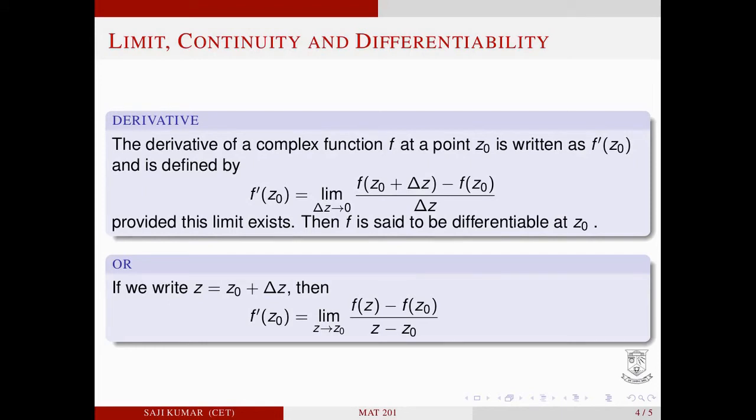Definition of differentiability. The derivative of a complex function f at a point z0 is written as f dash of z0 and is defined by f dash of z0 equal to limit delta z tends to 0 of f of z0 plus delta z minus f of z0, divided by delta z, provided this limit exists. Then f is said to be differentiable at z0. Or if we set z equal to z0 plus delta z, then f dash of z0 equal to limit z tends to z0 of f of z minus f of z0 divided by z minus z0. This is another convenient definition for differentiability at a point z equal to z0.